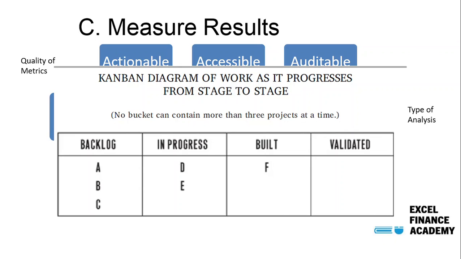We never take any other new project unless the backlog is clear. So once, let's say, F moves into validated, the in-progress D will come to built, and then after that A will come into progress, and then you can add one more into the backlog. That way you are able to maintain prioritizing the features which will go first into the development phase, and you are not stressing out your resources. So this is one way of progress management.